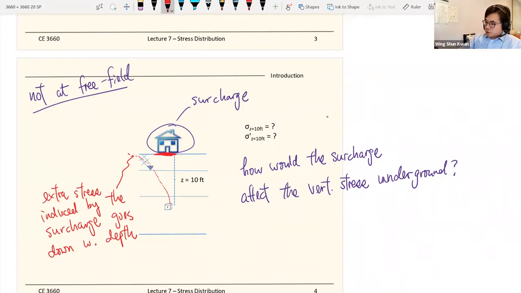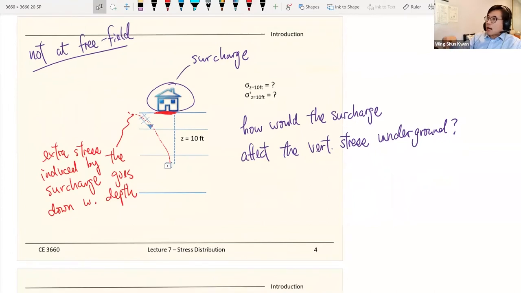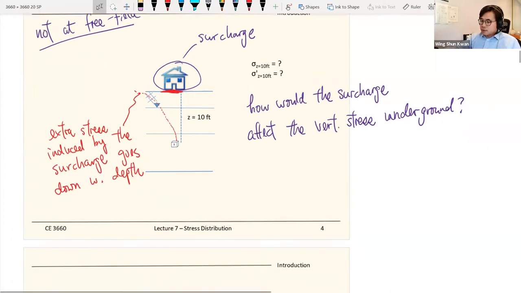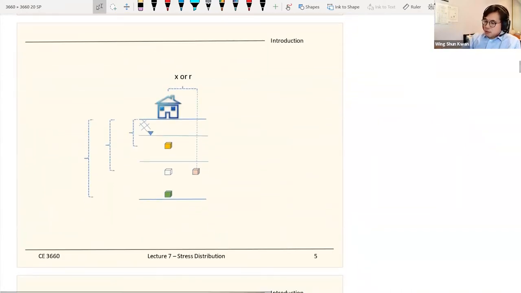This is always true, not only going down vertically, but also going sideways. So we expect the distributed stress coming from the surcharge will also decrease with the distance away from the loading.